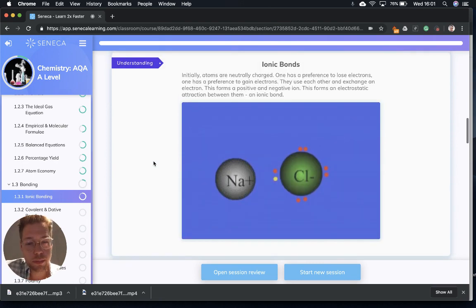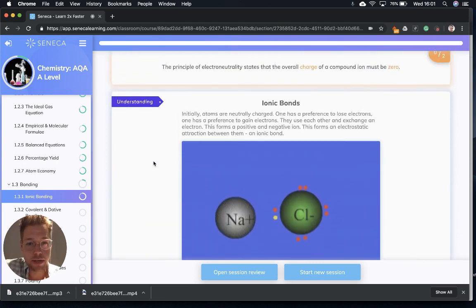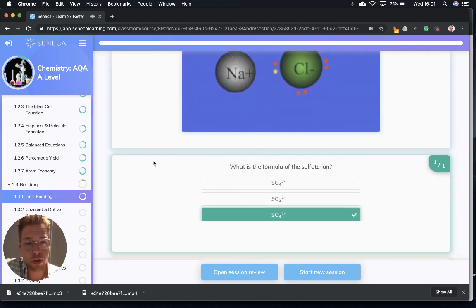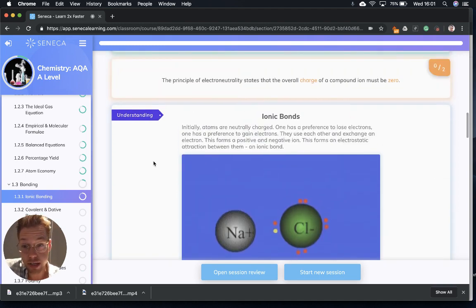So, do you remember the formula of the sulfate ion? It was SO4 2-. Now, because ionic bonding is so important, I'm going to be really nice and talk through it one more time to make sure it sticks, and just go through the process of how those ions form.